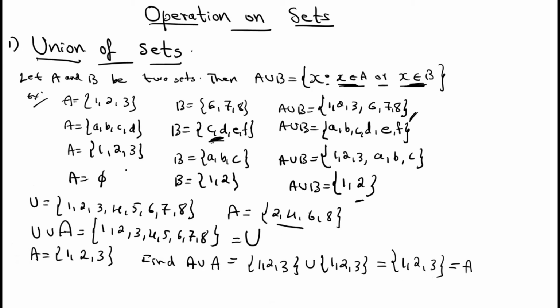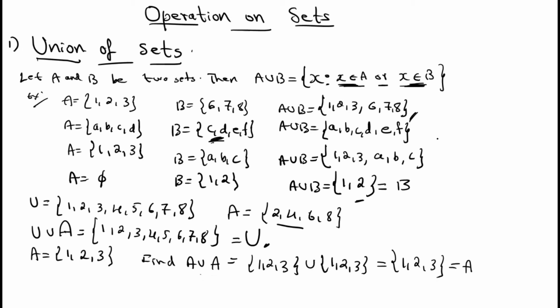Okay, observe this. First one, A union B. Here A is the empty set. Empty set union any set, what you'll get, you'll get the same set, right? It's equal to B. Okay, then see, universal set with any set, what you will get, you will get the universal set only. And see, A union A, if you combine A with the same A, what you will get, that is equal to A only.